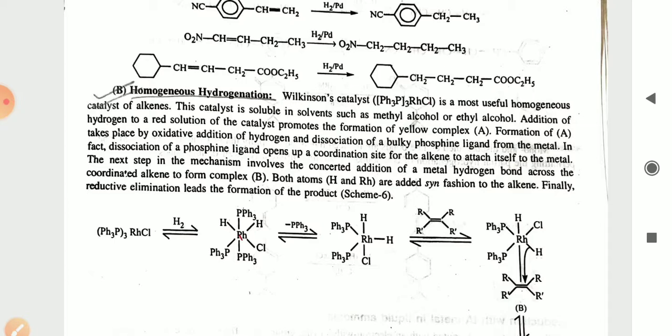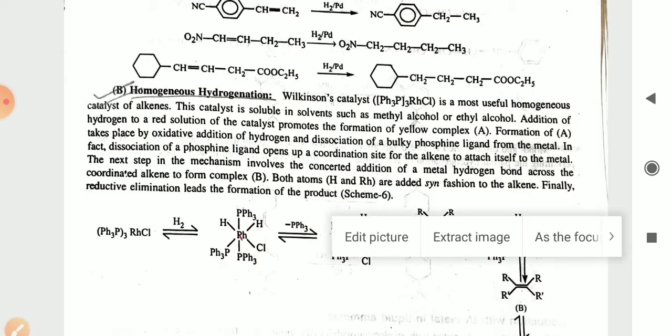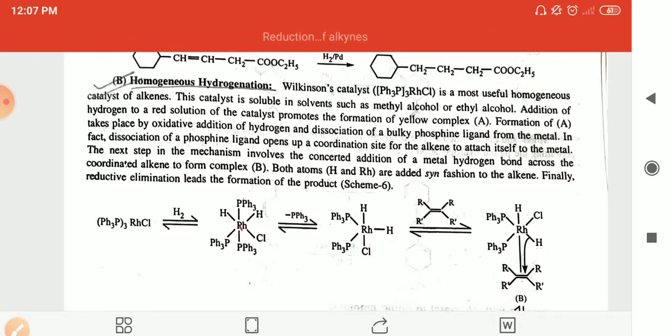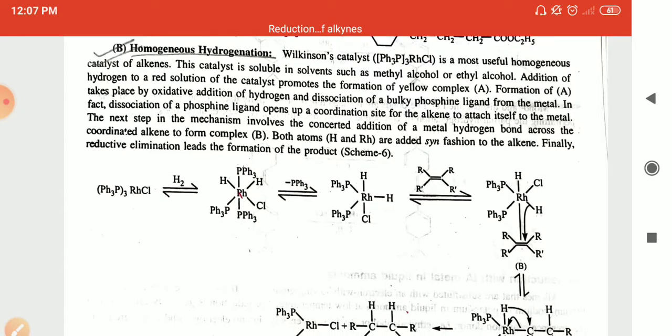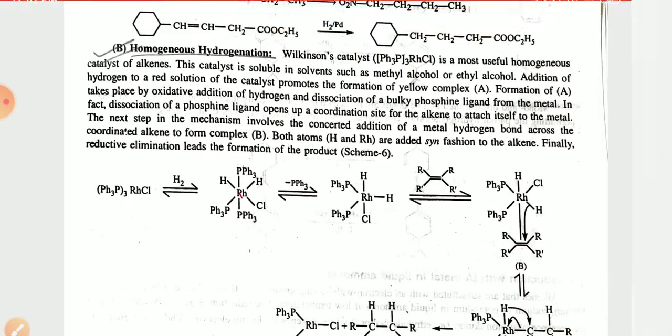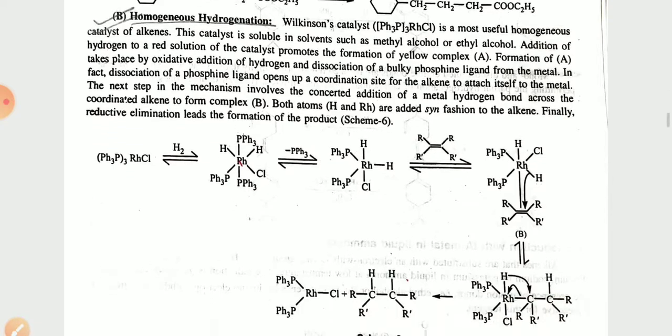This kind of dissociation of the phosphine ligand opens a coordination site for the alkene to attach to the metal. In the next step, the mechanism involves the addition of the metal hydrogen bond across the coordinated alkene to form a complex B. Both H and rhodium are added in a syn fashion to the alkene. Finally, we reduce it and we will find the product.